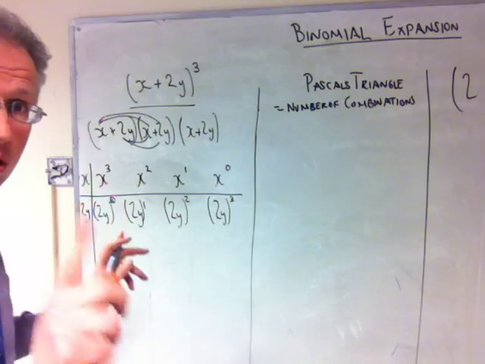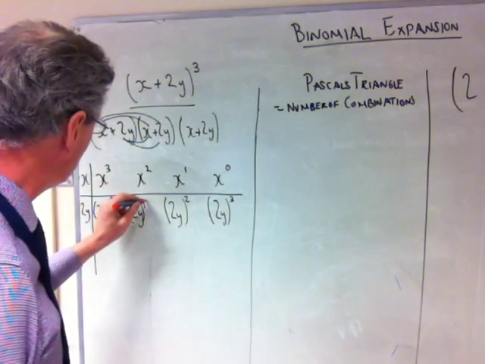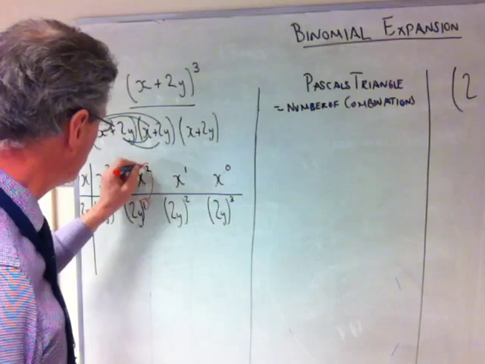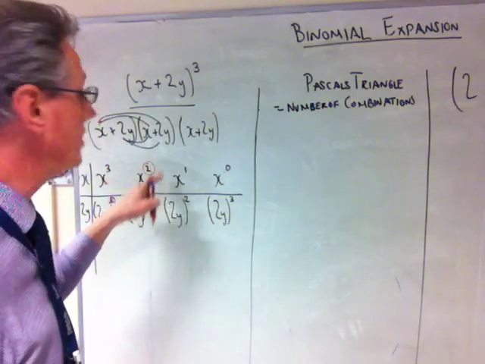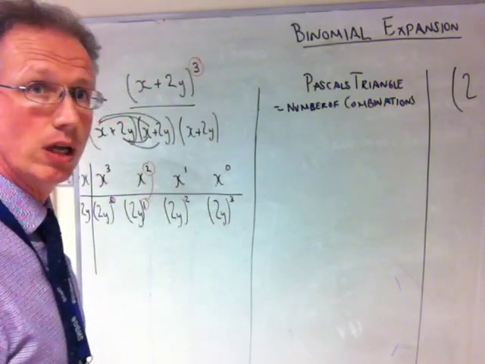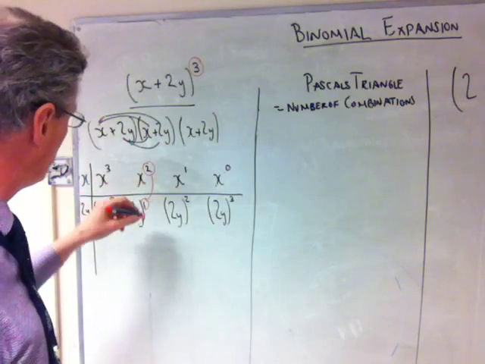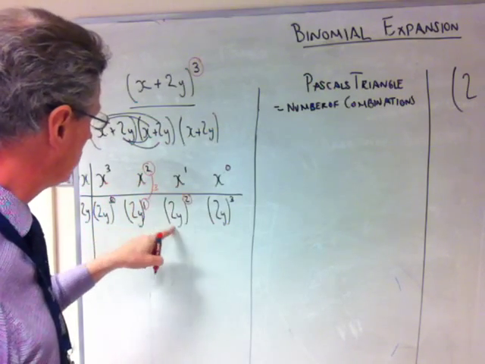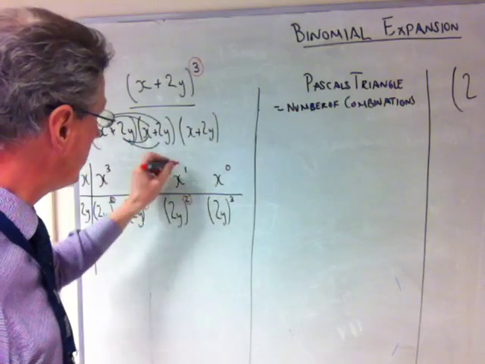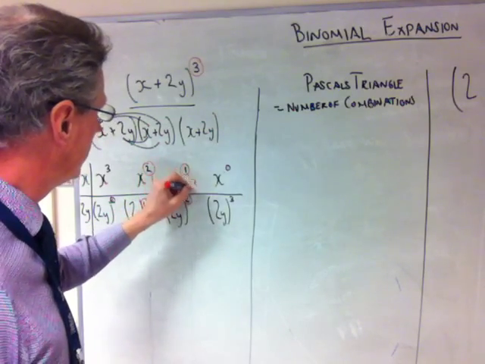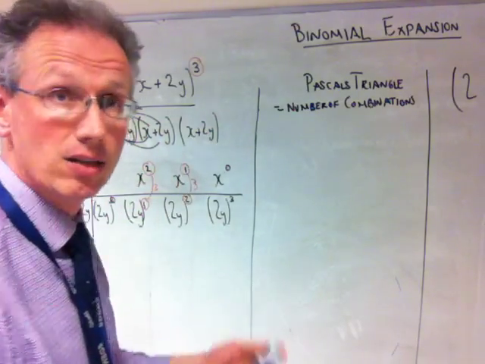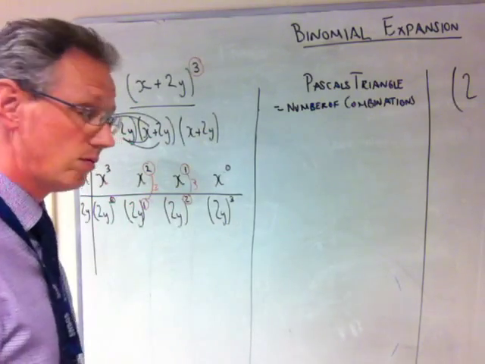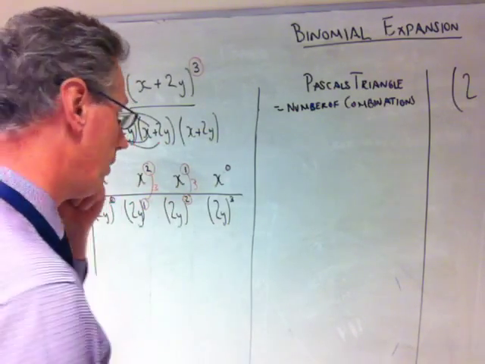One of the things to note is whenever you're expanding here, you will note that the powers at any point always add up to the original power of 3. So this one here it would be 3. Here you've got 2y squared and you've got 1x, so that adds up to 3 again. And that's a very important thing to remember.